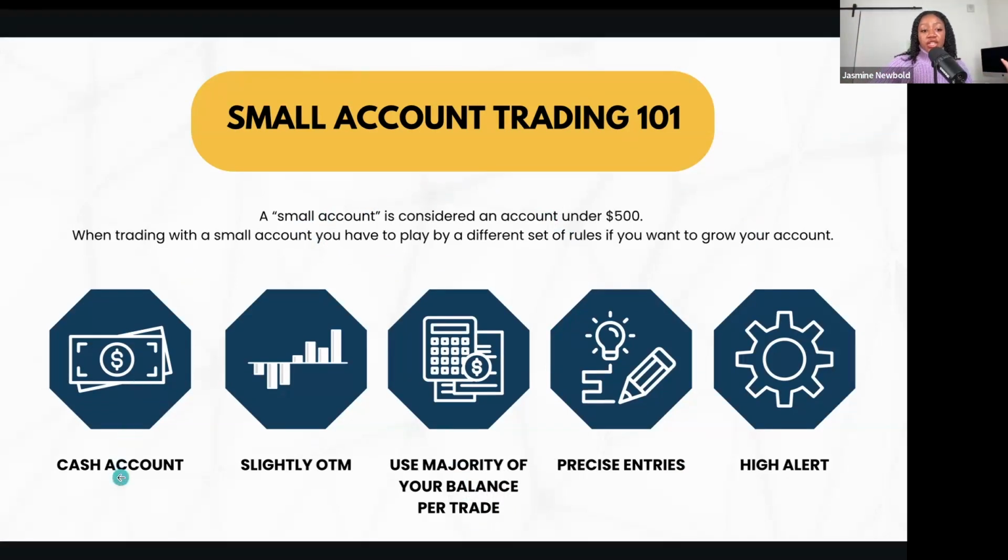The first thing is you're going to have a cash account. When you're trading stock options, you're going to have either a margin account or a cash account. You're going to need a cash account when you are small account trading because a cash account is going to allow you to do unlimited day trades as much as your capital can handle. So if you have $500 in your account, you can take as many trades as you want in the day as long as you don't run out of your money.